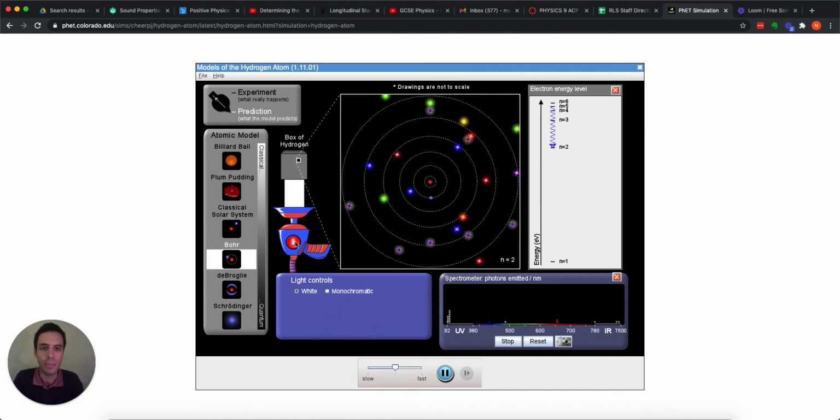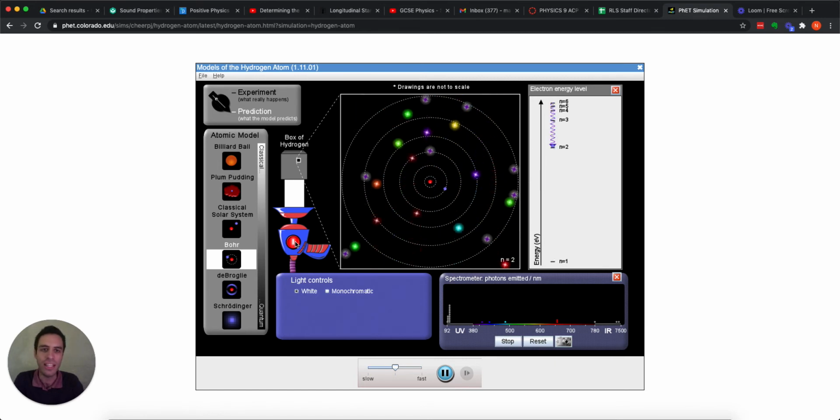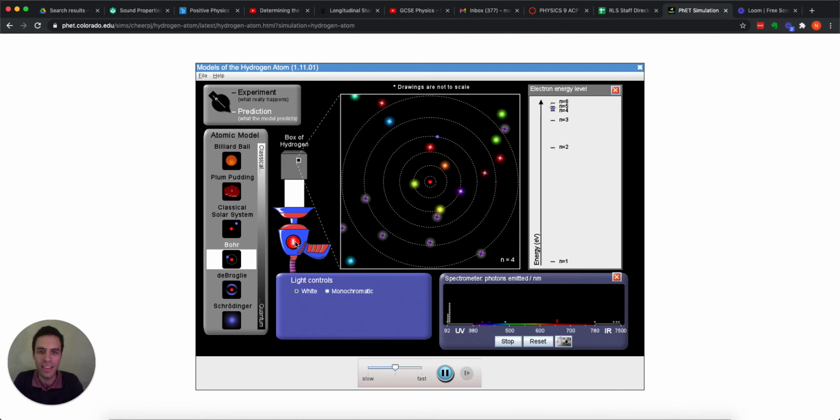So let's talk a little bit about what's going on. First thing, what are these particles moving from the bottom to the top of the screen? These are called photons. They're light particles, and they're different colors to represent all the different colors of light that make up white light.